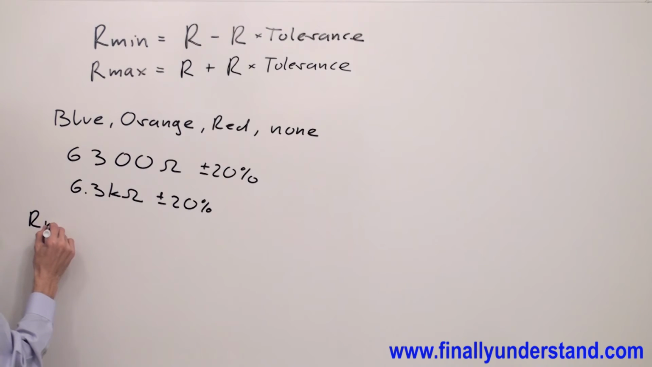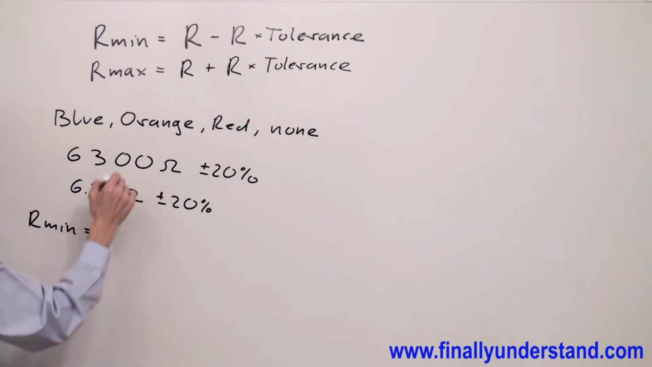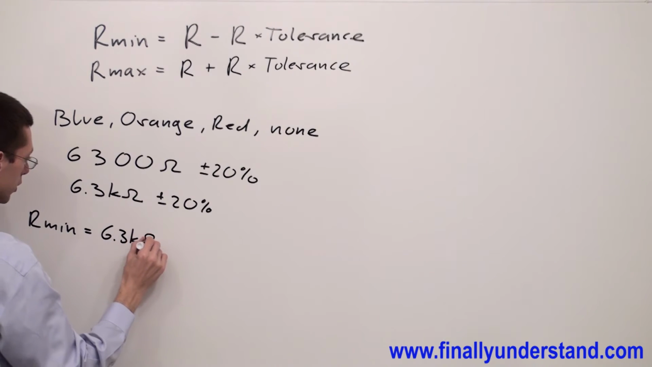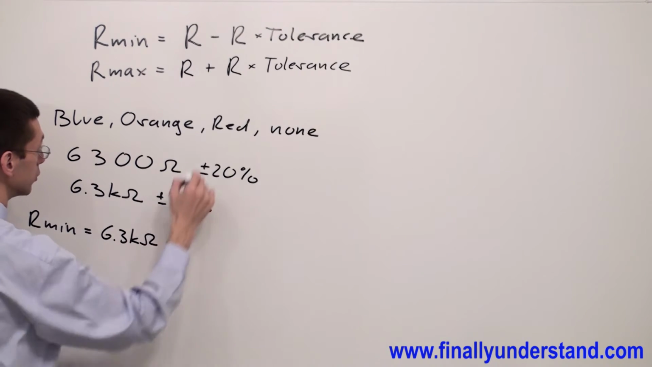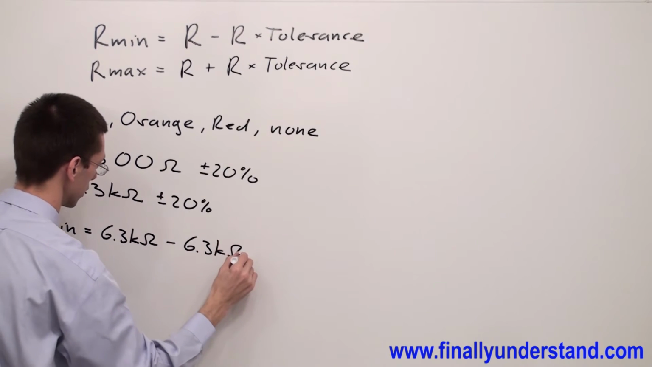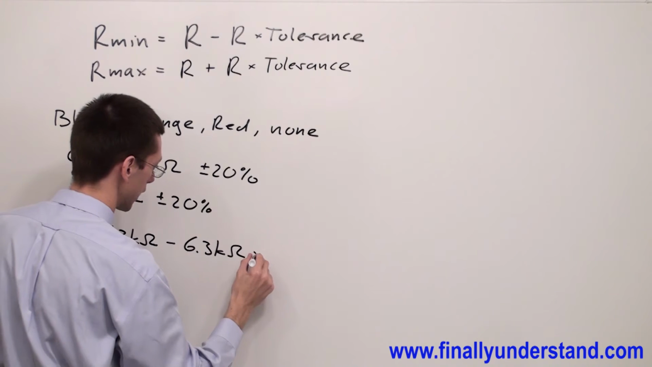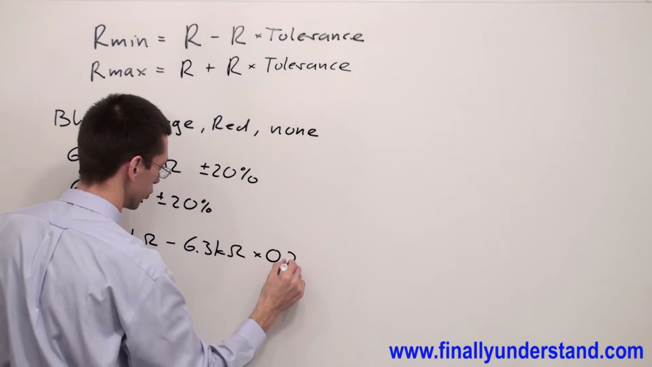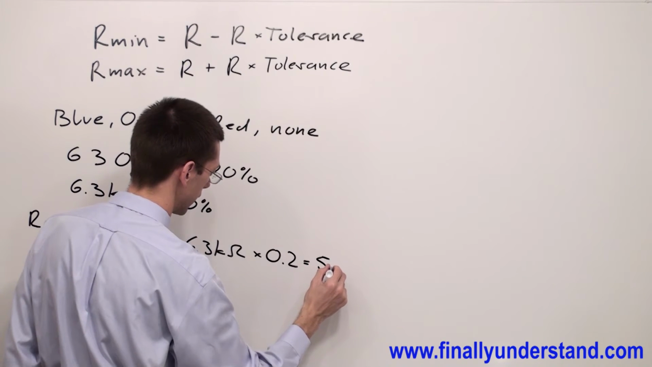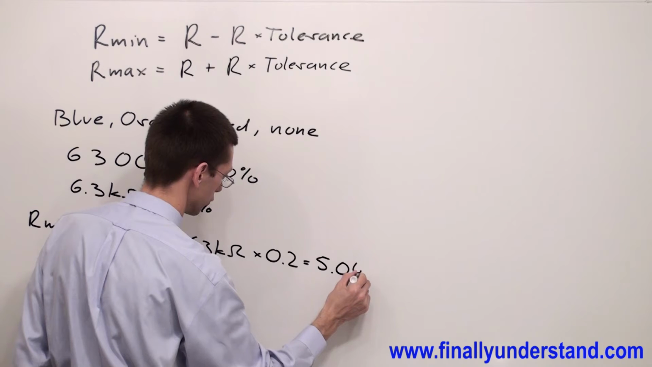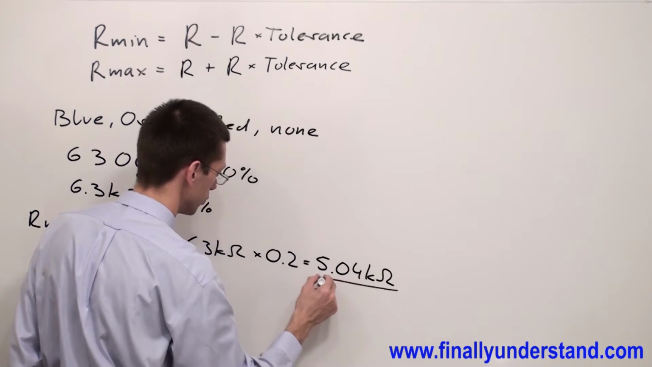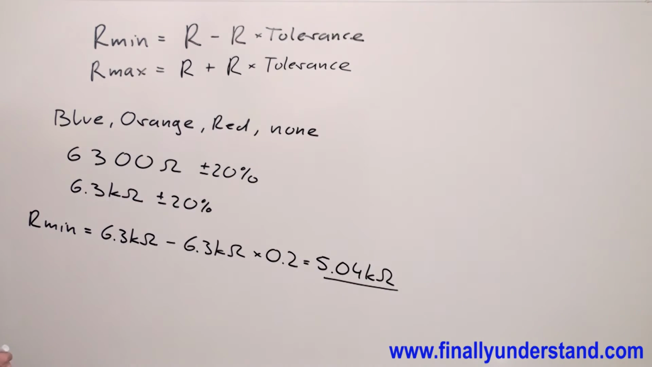R minimum is equal to the nominal value, 6.3 kΩ, minus the nominal value 6.3 kΩ times 20%, 0.2, is equal to 5.04 kΩ. This is the possible minimum value of my resistor.